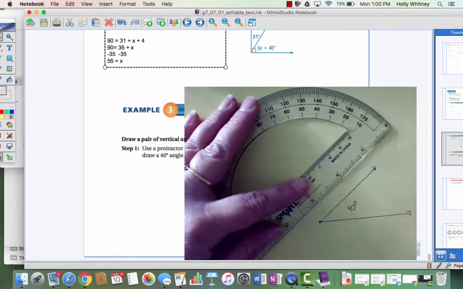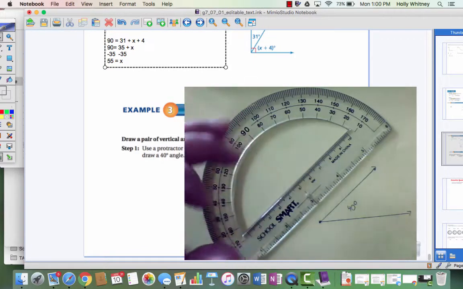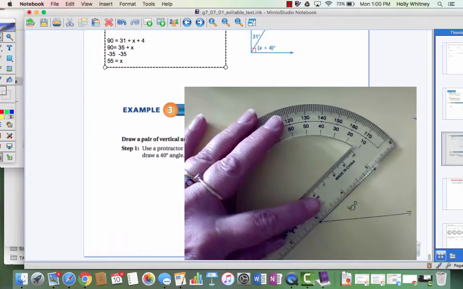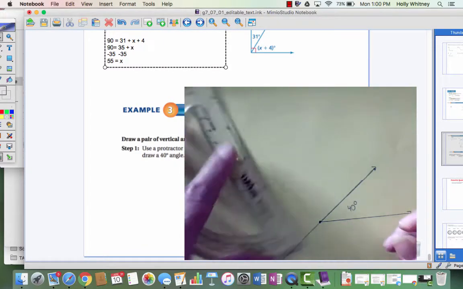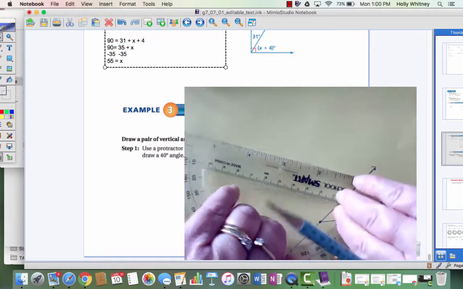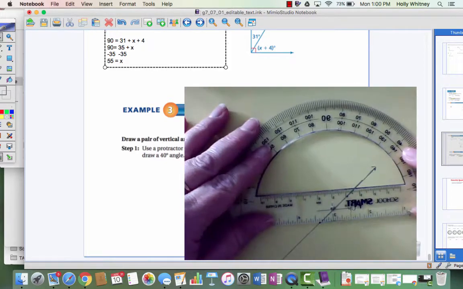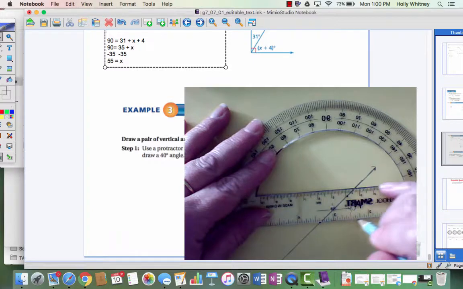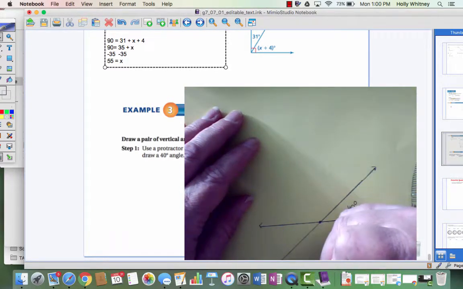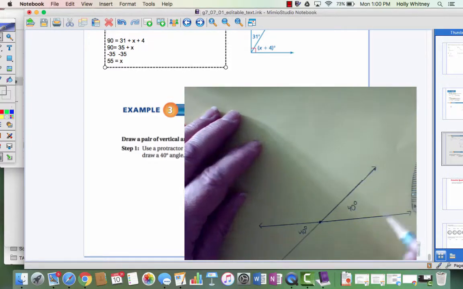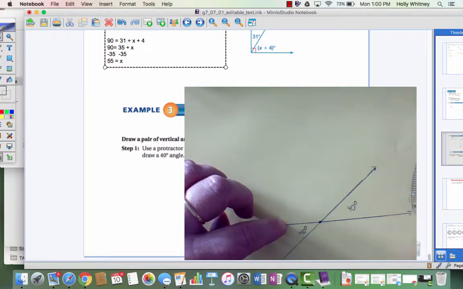Step 2 of the directions says use a straight edge to extend the sides to form two intersecting lines. So I'm actually going to draw vertical angles that have a measurement of 40 degrees. I'm going to take this ray and extend it. Then I'll take this ray here, flip this over so I don't have to move my camera, and extend this line so that it goes here. And because these are vertical angles, I know that this measurement right here is 40 degrees. I actually know what this other angle is, but we'll get to that another day.